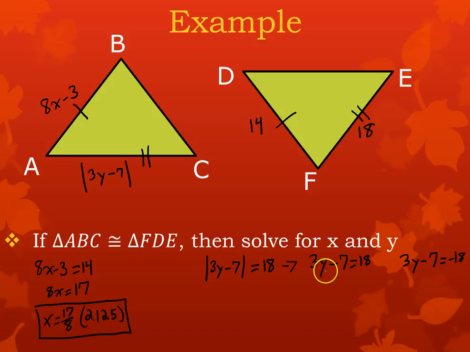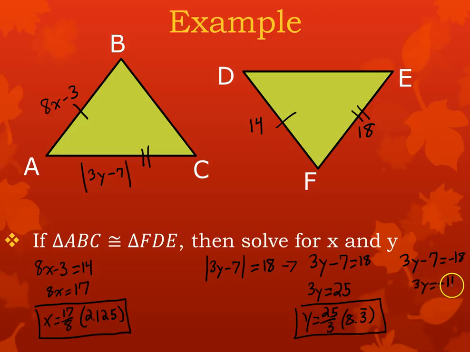So when we add 7 to the first equation, you'll get 3y equals 25. When you divide by 3, you'll have 25 thirds, or 8.3 repeated. The second equation, when you add 7, you'll have 3y equals negative 11. So when you divide by 3, y will either equal negative 11 thirds or negative 3.6 repeated. So you need to remember you're going to have two answers for your absolute value equation, so don't forget that concept.